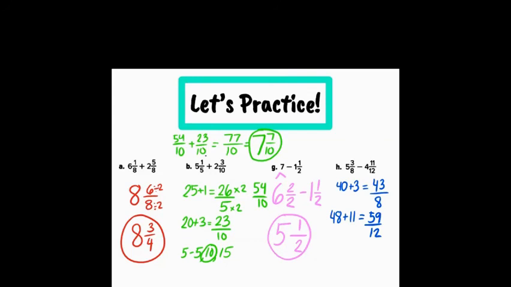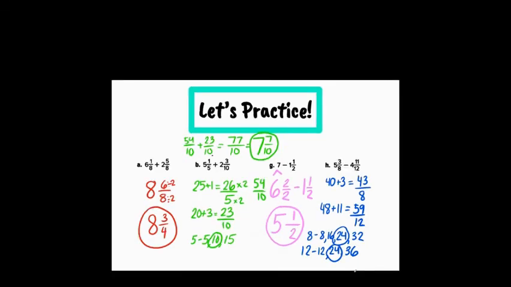Now that we've turned them into improper fractions, we need to find the least common denominator before we can actually subtract them. So let's find the least common denominator for 8 first. Go through all the multiples of 8. 8 times 1 is 8. 8 times 2 is 16. 8 times 3 is 24. 8 times 4 is 32. Let's go through the multiples of 12. 12 times 1 is 12. 12 times 2 is 24. 12 times 3 is 36. All right, so I see a least common denominator, and that is 24.